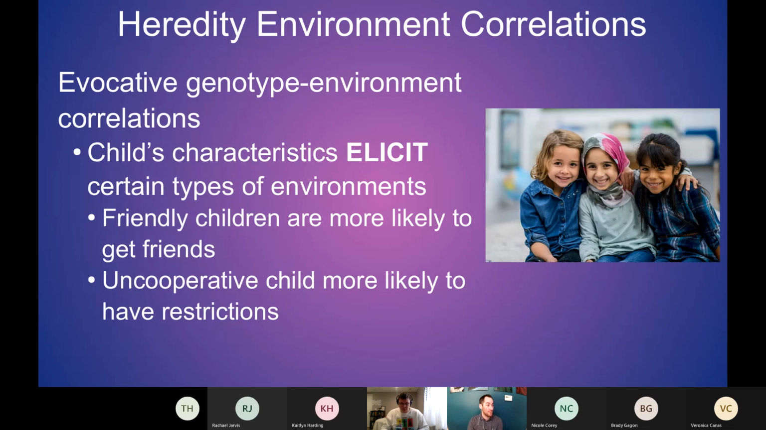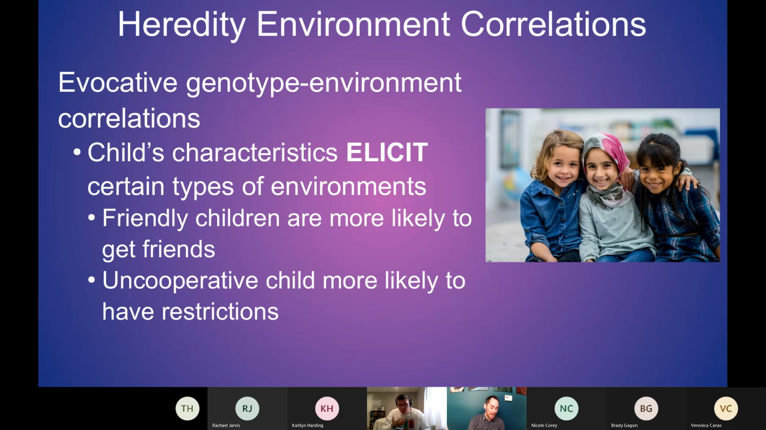So evocative genotype environment correlations is when, based on the child's actions and behavior, it elicits something from the environment. So a child who, again, these are just examples. These aren't exclusively genetically tied capacities, but let's pretend that being friendly and outgoing versus being less outgoing and maybe less friendly, let's pretend those are exclusively genetic.